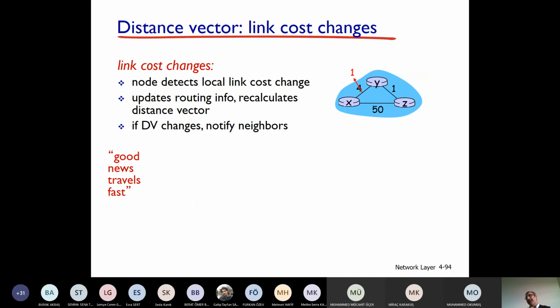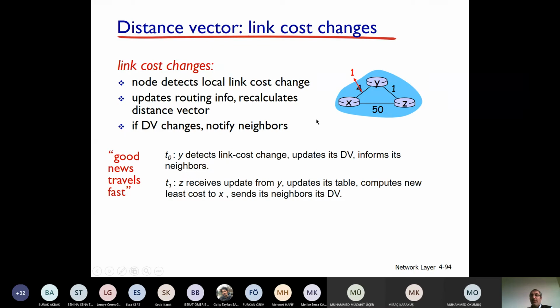So what we said, the link cost can change, right? And the node detects this cost change, and it's going to update routing information and recalculate the distance vector. If after this calculation any DV changes, each node is going to notify neighbors immediately. For instance, in the previous example, the cost between XZ is 50, and between XY it was initially 4, and this was 1. Assume that the link cost between XY is changed from 4 to 1, right? In this case, Y detects the link cost change, and it's going to update its distance vectors, and it's going to inform its neighbors. Who are the neighbors? X and Z.